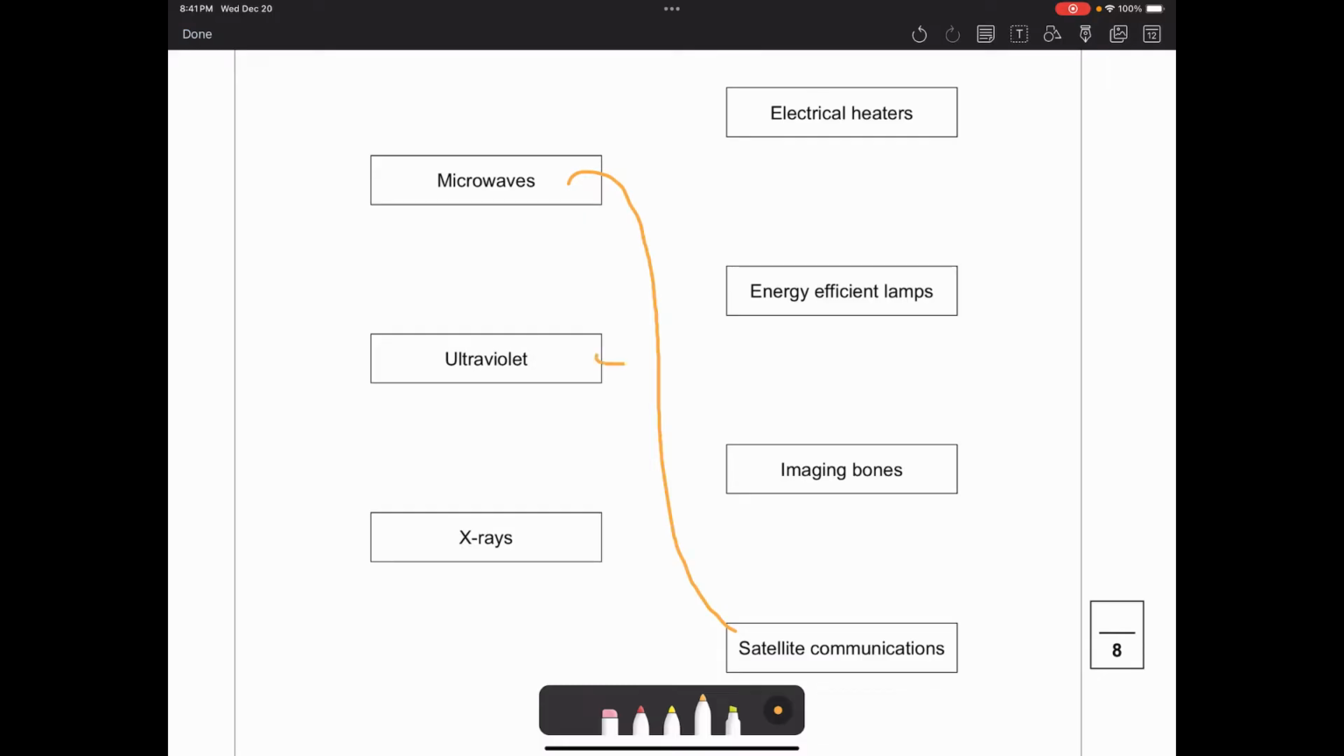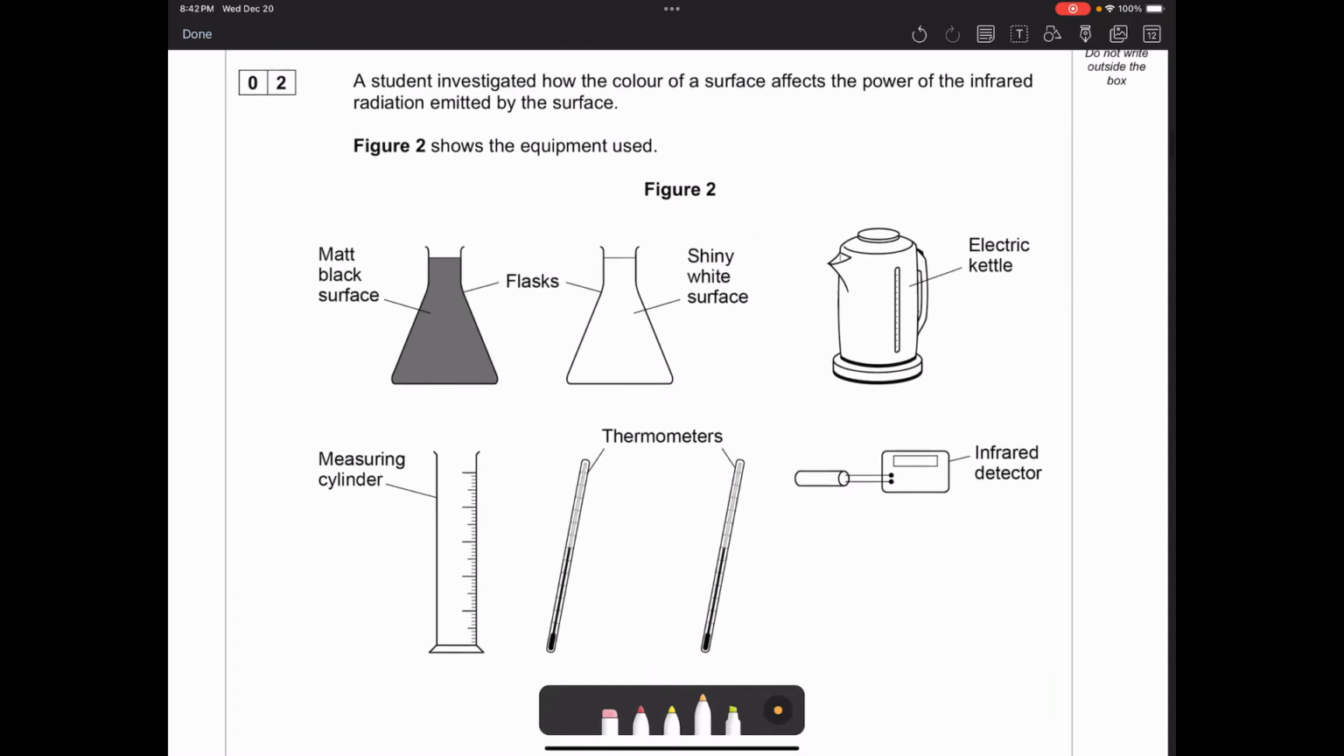Ultraviolet is used in energy efficient lamps, okay, so if you think of various different light sources, uses ultraviolet, checking banknotes, etc., and also UV in tanning beds, uses UV lamps as well. And for X-rays, obviously we use an X-ray for bone imaging, okay, medical imaging in general. Electric heaters, the type of wave that we use for heat is infrared. So whilst not an option here, electrical heaters are used as infrared heaters.